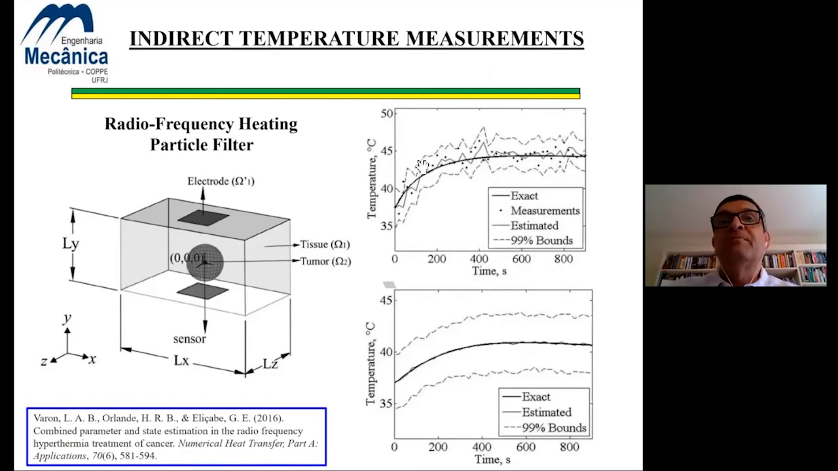This figure on the right upper corner shows the simulated measurements as well as the exact and estimated temperatures. It shows that the estimated temperatures are in better agreement with the exact ones than the measurements, as a result of the particle filter solution that also provides the uncertainties related to the estimated temperature. The figure below also shows the estimation of the temperature at a position inside the tumor at which there are no temperature measurements available, and we can see that the estimated temperature is also very accurate.